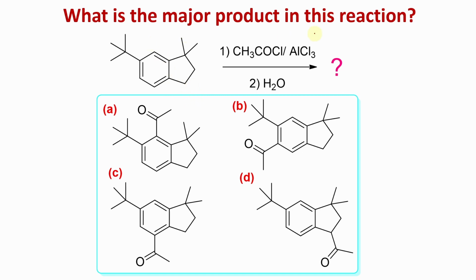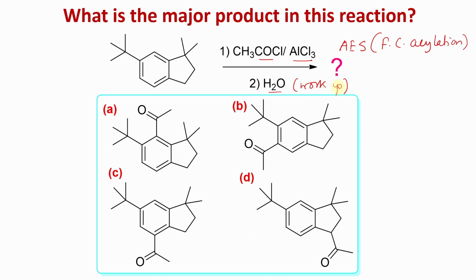Now the question, what is the major product of this reaction? If you look closely, this is an aromatic hydrocarbon with some substitution and it's treated with acetyl chloride, AlCl3, and second step water. So the first step is actually aromatic electrophilic substitution, or more specifically, Friedel-Crafts acylation. Why? Because acetyl chloride is used, and the second step is actually workup.